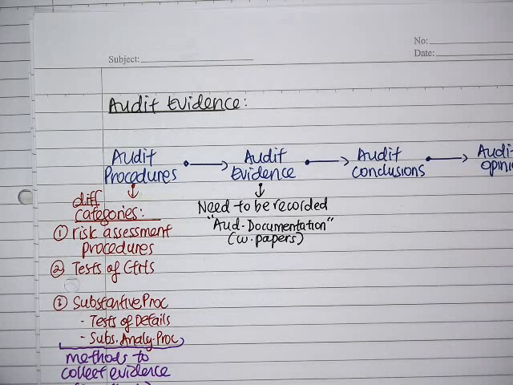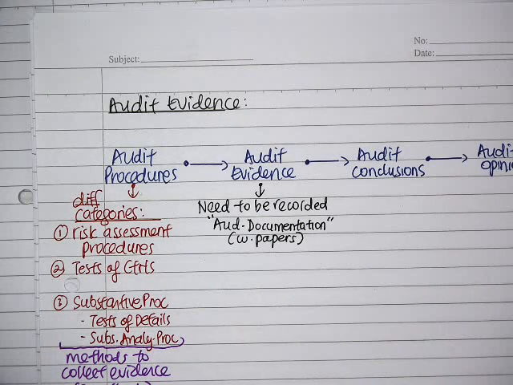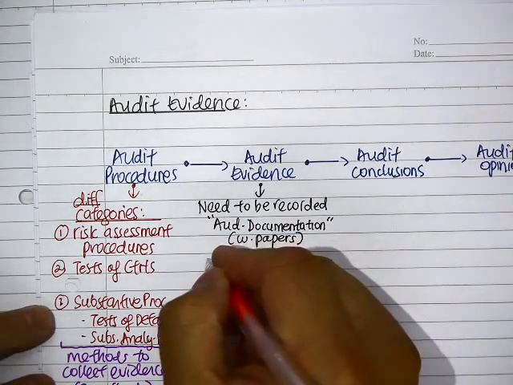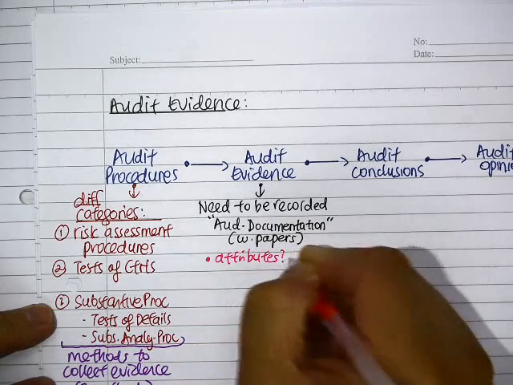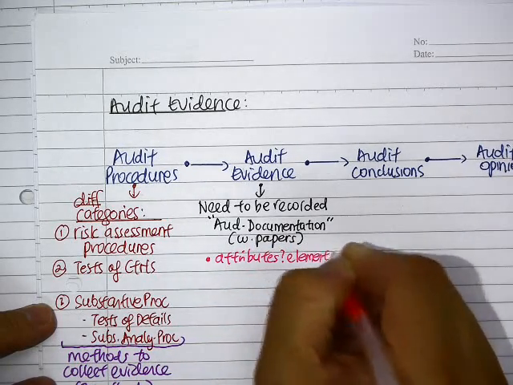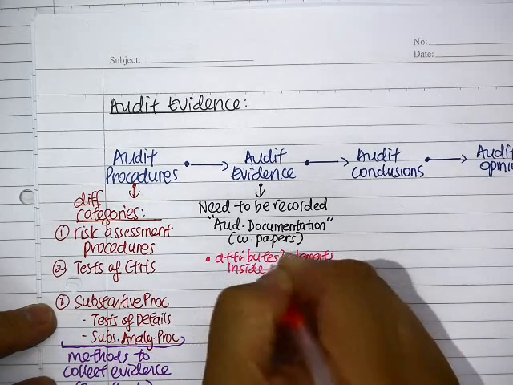This is audit documentation. It's about working papers. So these are more of an administrative issue. Administrative in the sense that we want you to know, when you record down the evidence, what are the attributes, what are the elements that go inside the working paper?